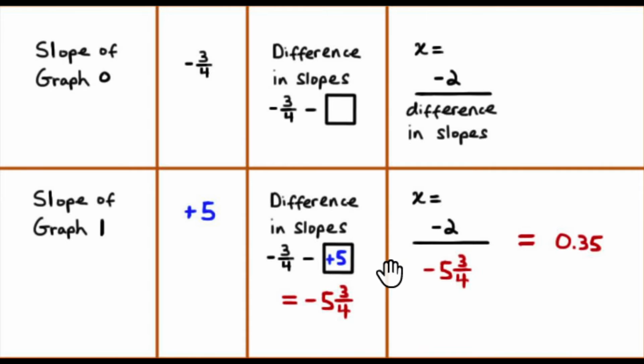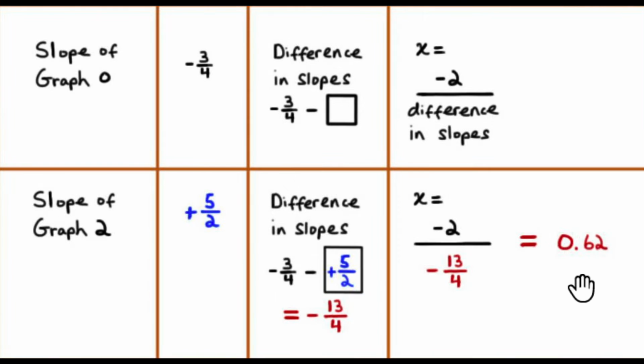PDF 9 shows the calculation of the x-coordinate. So as this difference gets smaller, it starts out a large difference between a -3/4 for the original graph and a +5 for graph number 1. That is a large negative difference. So -2 divided by a large negative value is going to give you a small positive amount for the x-coordinate.